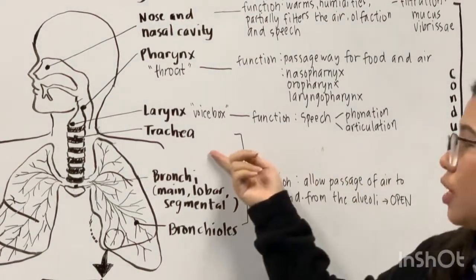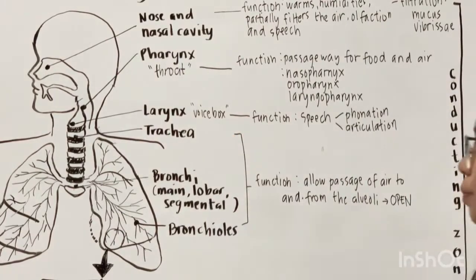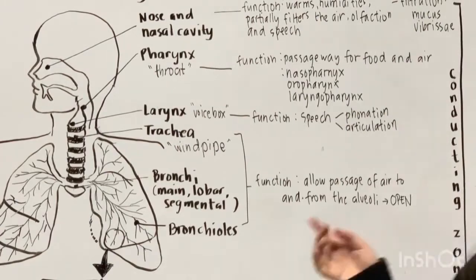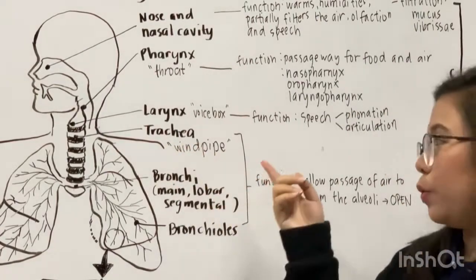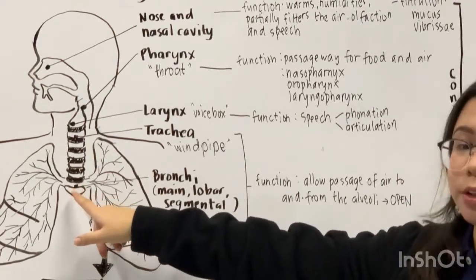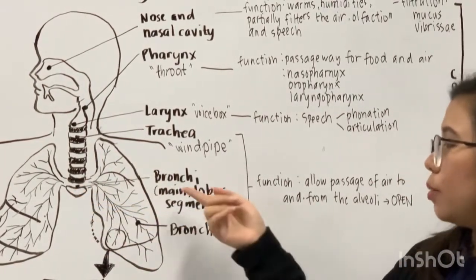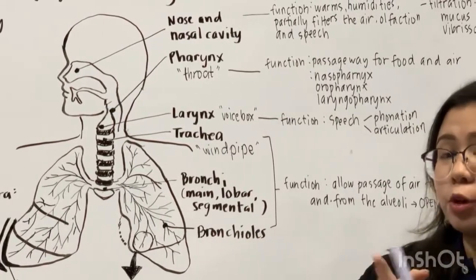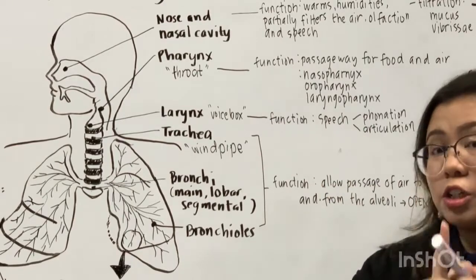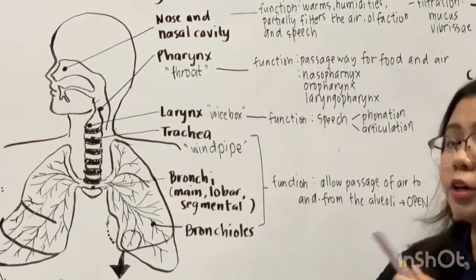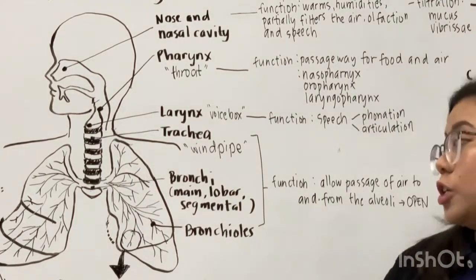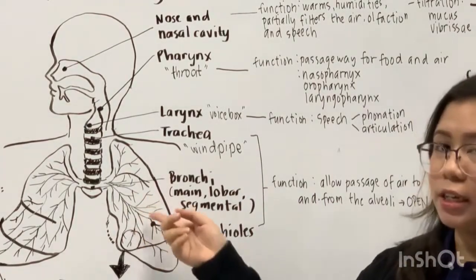Next is your trachea, also known as your windpipe. This is your trachea. Then you have your bronchi here. Your bronchi have other parts. You have your main or primary bronchi, which is your first generation. You have your lobar, your second generation, and your segmental bronchi, your third generation. Meaning, those are just the branchings.